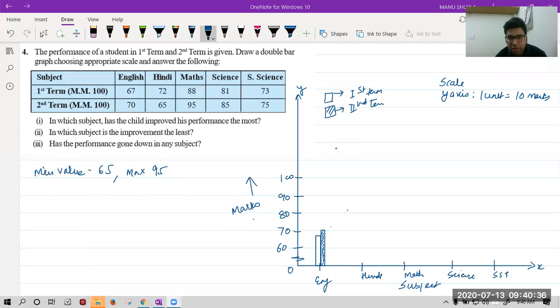But sir, graph is very small. No issue, Nana. You can make it large also. You can take a value of 5 also. If you think it looks very small, you can take 1 unit as 5 marks also. Okay. Yes, but I can use different color also. No issue. Class, it is completely your choice which scale you want.